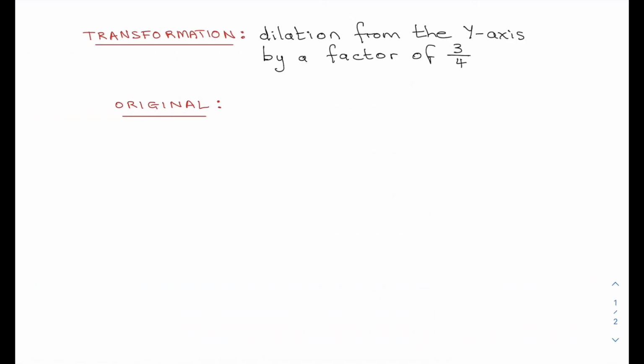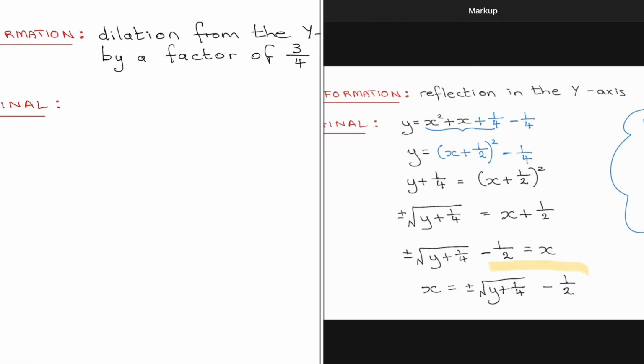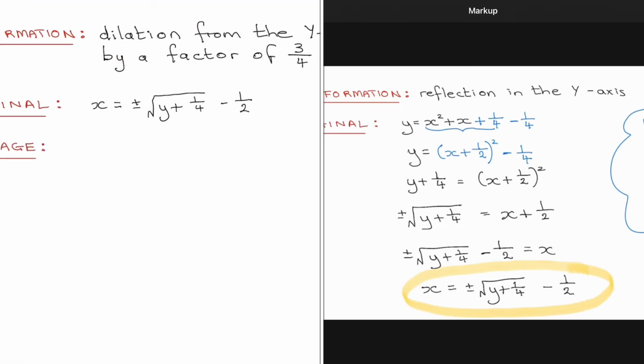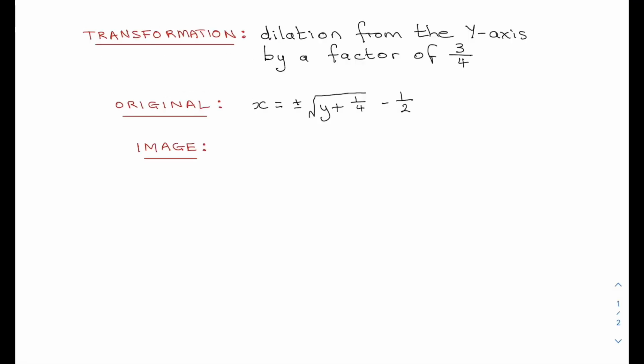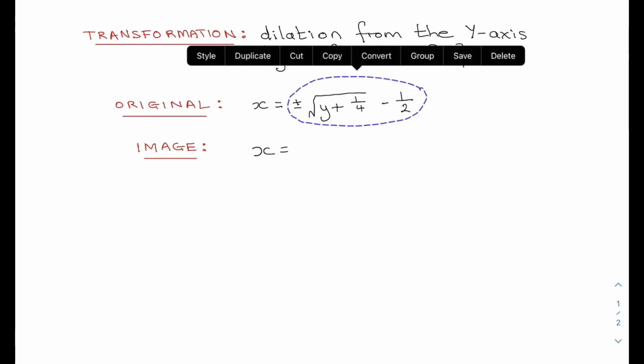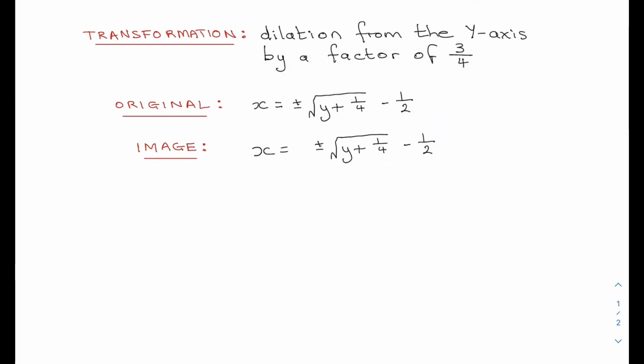As dilation from the y-axis affects the x values on the original curve only, it will once again be best to start with a version of the original function where x is the subject. Taking this result from the previous question, we now have that the image x's are a copy of the original x's multiplied by 3/4.